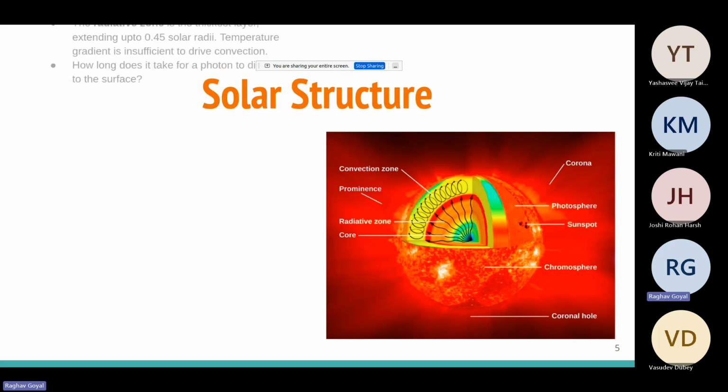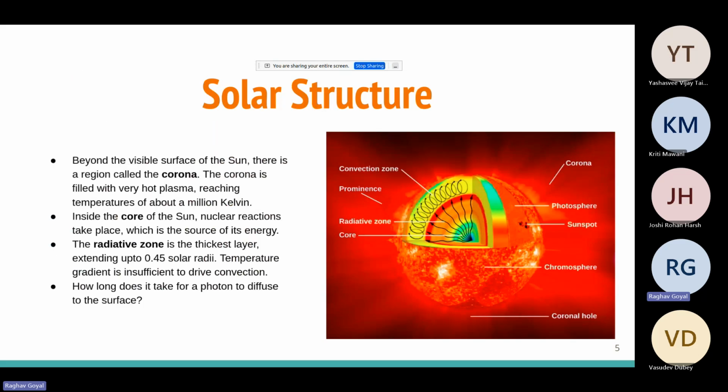Let us start by talking about solar structure. As you can see, the sun has many layers. The outermost layer is the corona. And as you can see, as we go inside, we come across the photosphere.